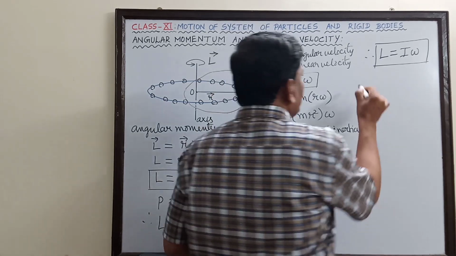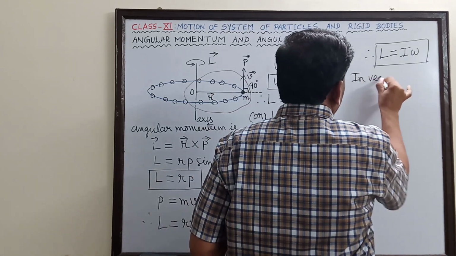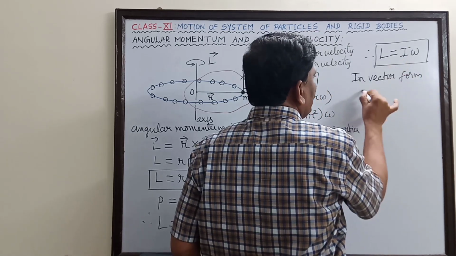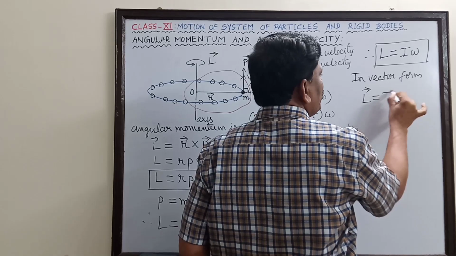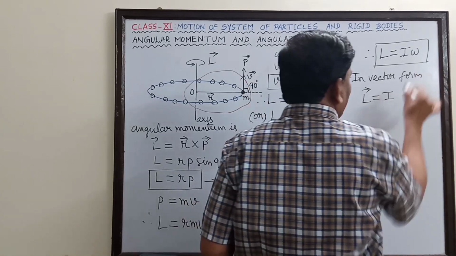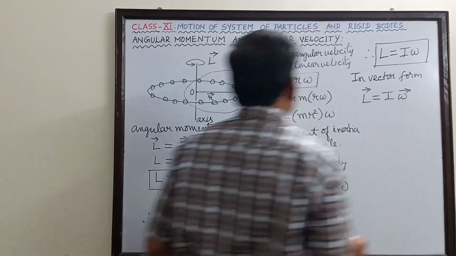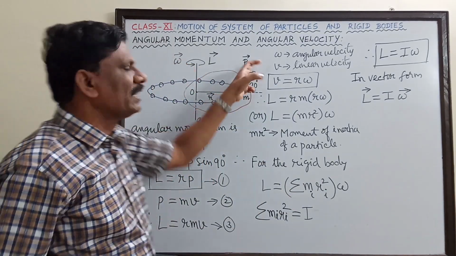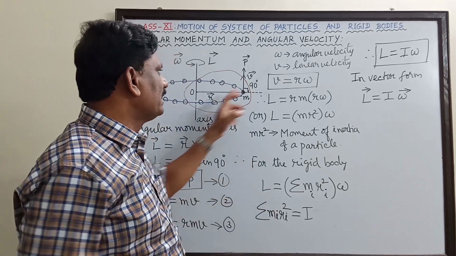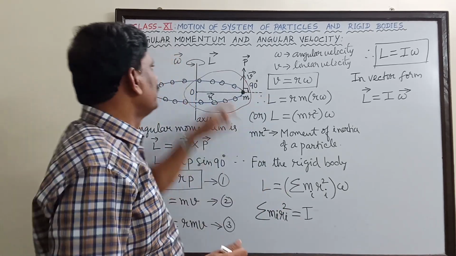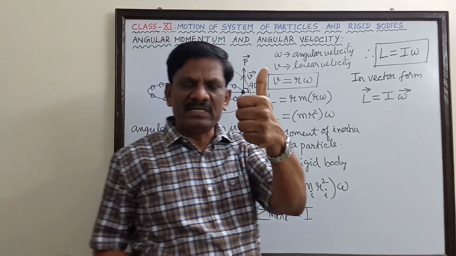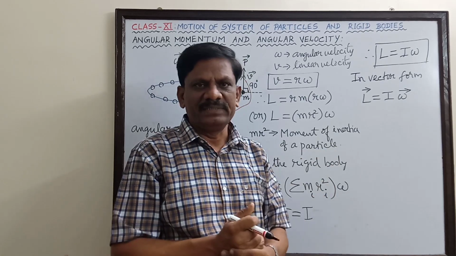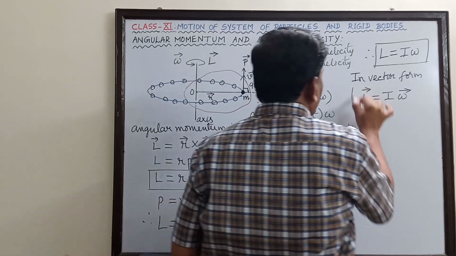Understand that? So in vector form, L is a vector. Angular momentum is a vector, but moment of inertia is a scalar, and angular velocity is also a vector, which acts perpendicular to the plane containing the r vector and the p vector, the r vector and the v vector. So the L vector and omega vector are upwards for anticlockwise rotation and downwards for clockwise rotation. Understand? So this is in vector form.